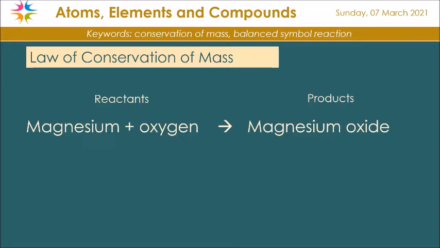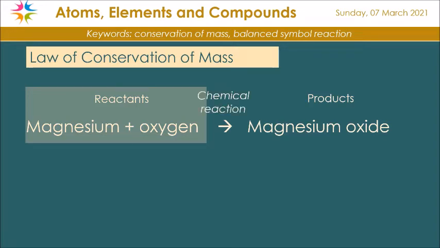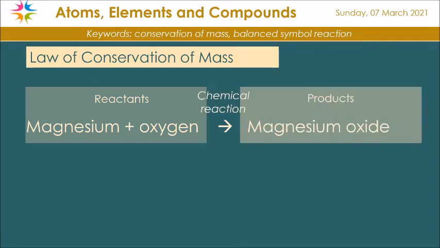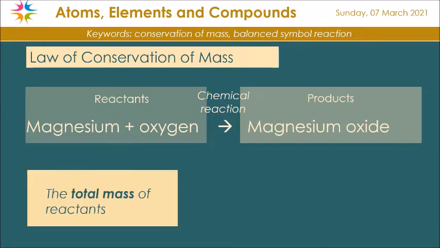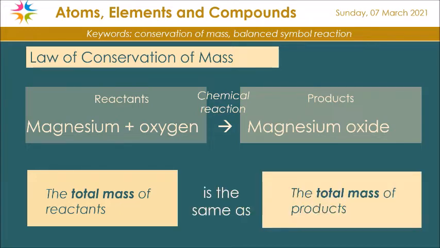Okay, so let's look at the law of conservation of mass. Here's a reaction we've done before: magnesium and oxygen. Another combustion reaction goes to magnesium oxide. On this side are the reactants, on this side are the products after the chemical reaction's taken place. So the conservation of mass law says the total mass of the reactants on this side is the same as the total mass of products on this side. Mass this side is the same as mass there.